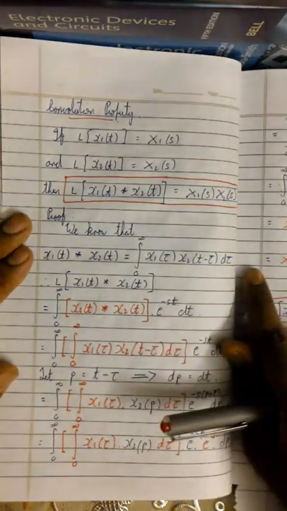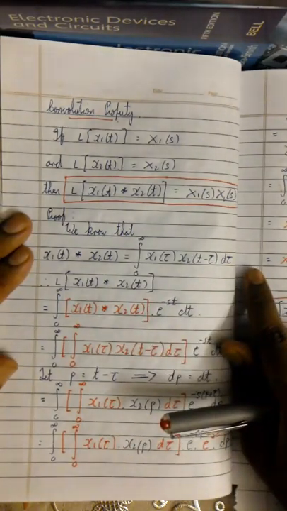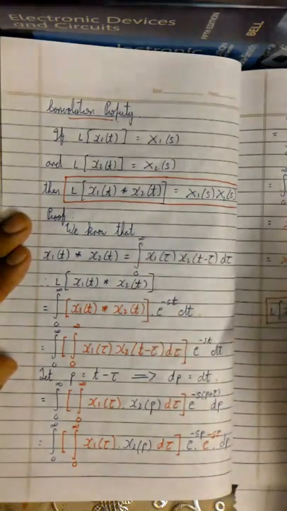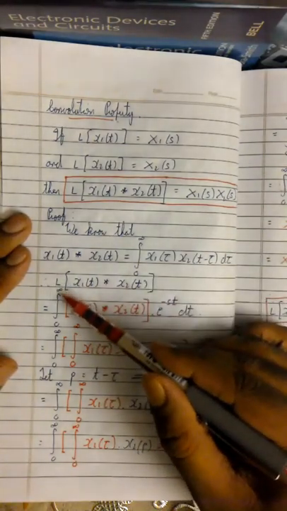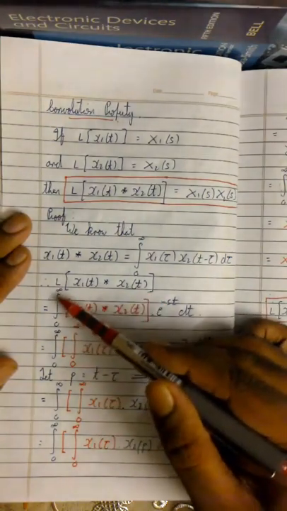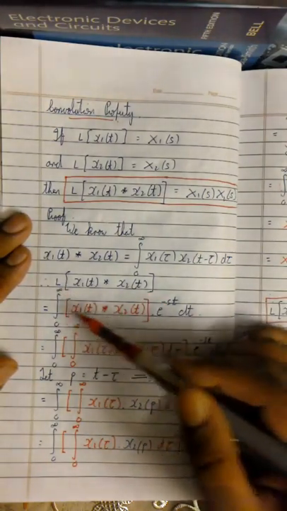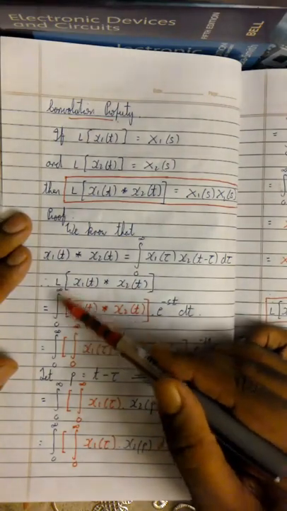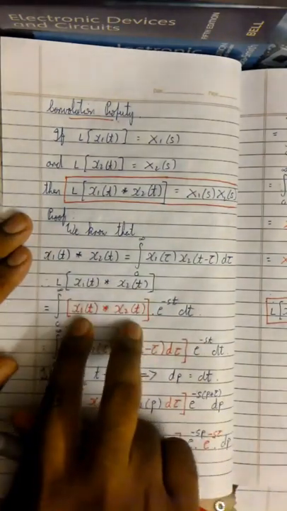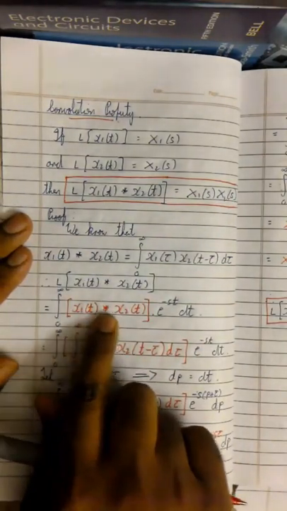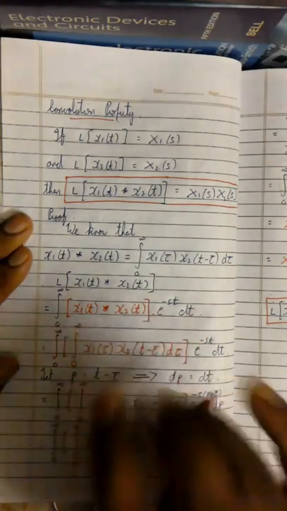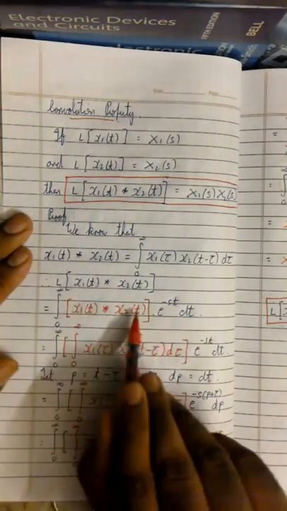Okay, so now what I'm going to do is apply Laplace transform to this equation. So the Laplace transform of x1 of t convolution with x2 of t is equal to integral from 0 to infinity. This is a unilateral Laplace transform. So I want to find the Laplace transform of this, so this comes into the equation: x1 of t convolution with x2 of t, into e raised to minus st dt. This is the Laplace transform of this.